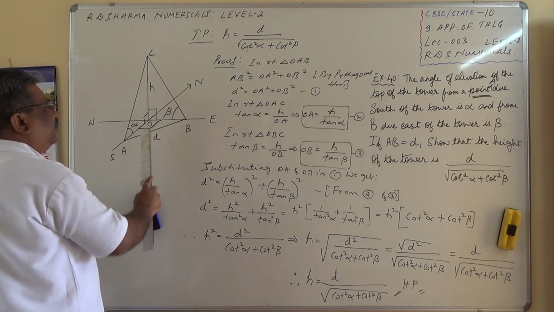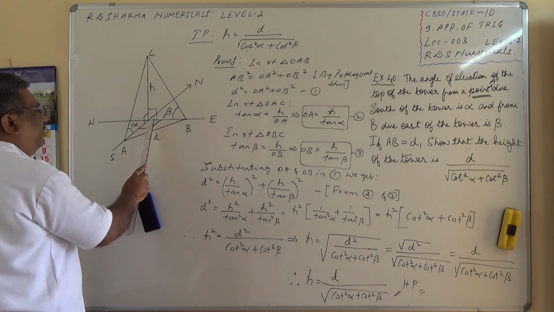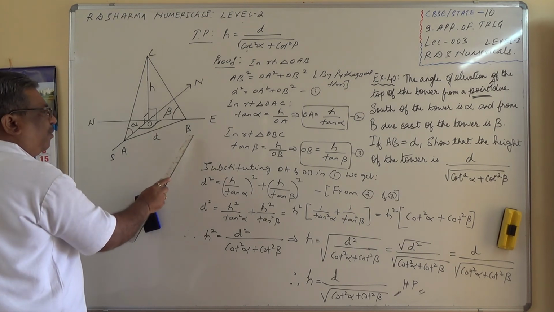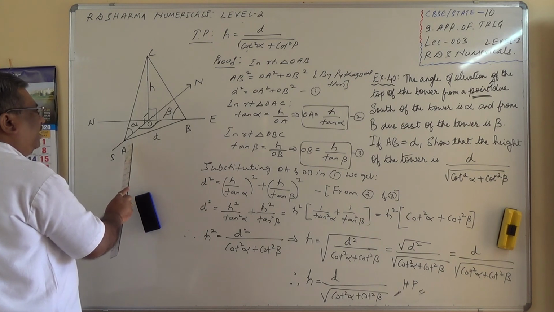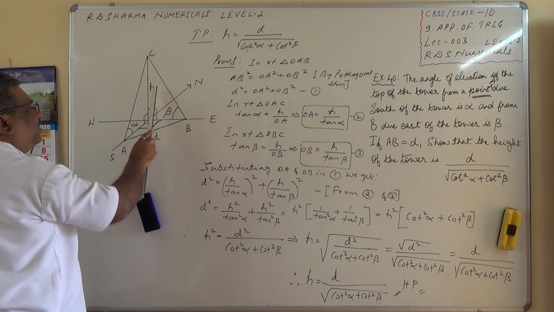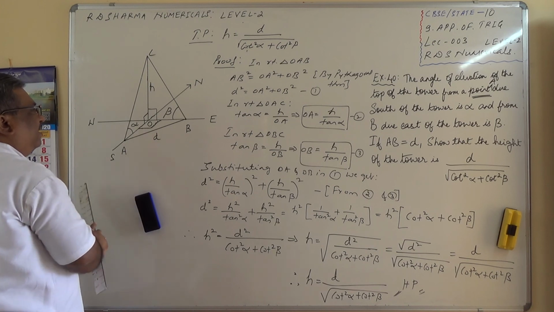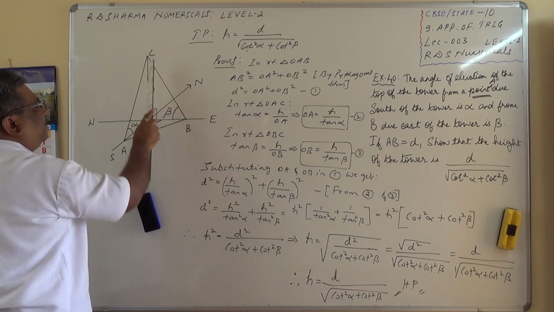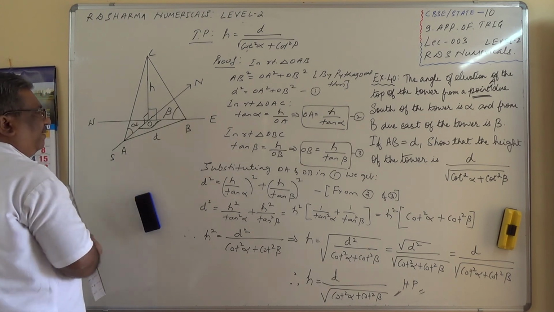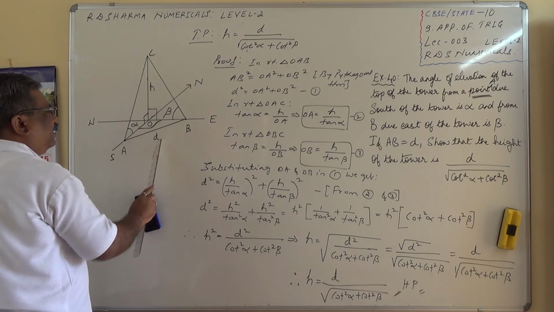You understood? In this case, a point due south of the origin is point A, and due east of the origin is point B. From point A, if you look at the tower OC of height h, the angle of elevation of the top of the tower from point A is alpha, and from point B is beta. So this angle is alpha, this angle is beta. You got it? And it is given that AB is D.